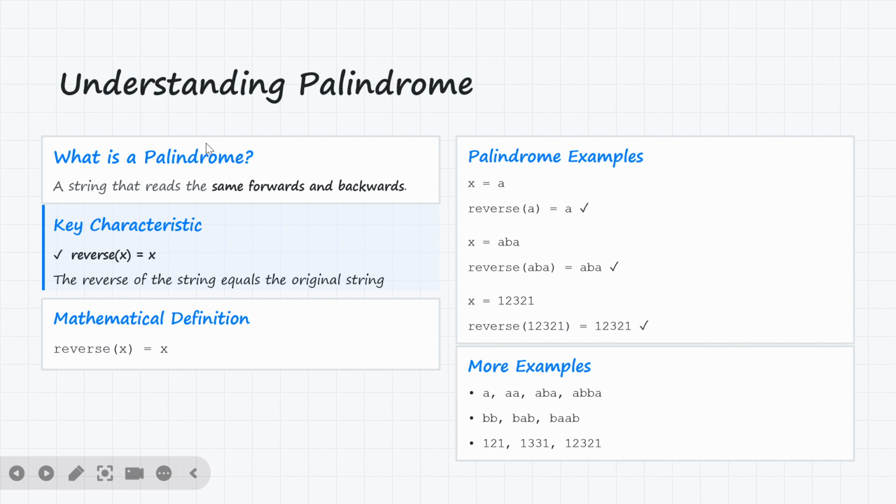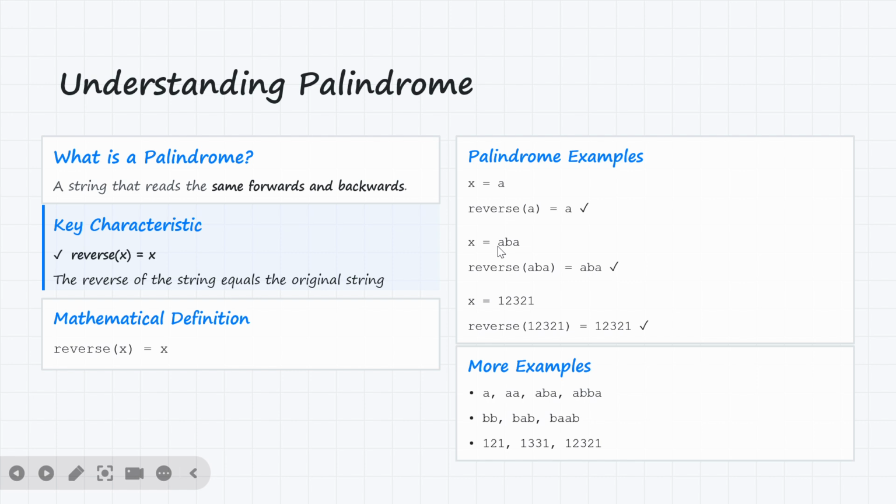Now we will understand what a palindrome is. A palindrome is a string that reads the same forwards and backwards. When we read a palindrome from first and from last, it gives the same meaning. For example, A: when we read it from the start, it pronounces A, and when we read it from the last, it also pronounces A. As it is a single letter. When there are three letters, ABA, reading from first gives ABA, and reading from last also gives ABA.